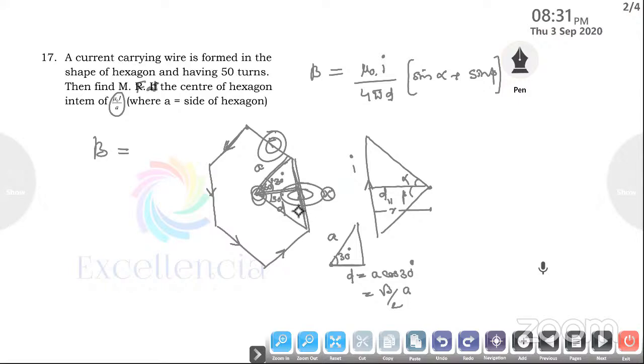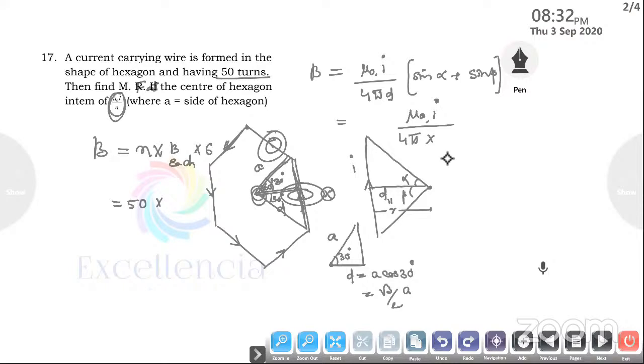But it's not a single loop. How many loops are given? 50 turns. So because of each turn, the entire field gets added up. Therefore, the number of turns into the field because of each side. And how many sides are there in a hexagon? 6 sides. So the number of turns is 50 into the magnetic field because of each side. We can calculate separately here. Anyhow, the answer is asked in terms of mu naught I by A, so don't touch that term. Mu naught I as it is you can write, so mu naught into I by 4 pi into d value.